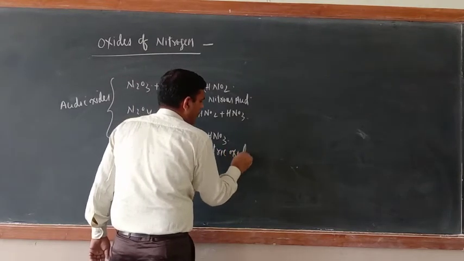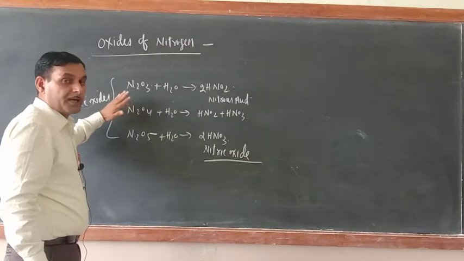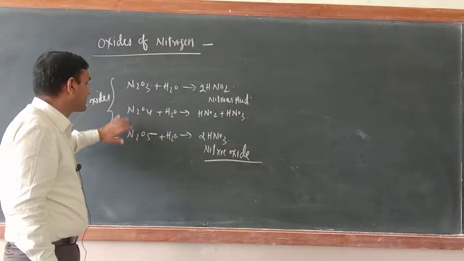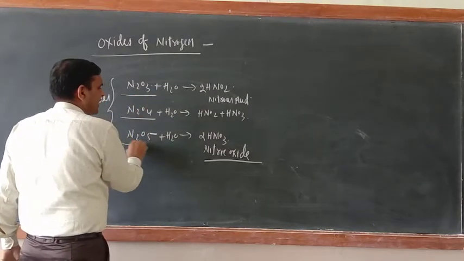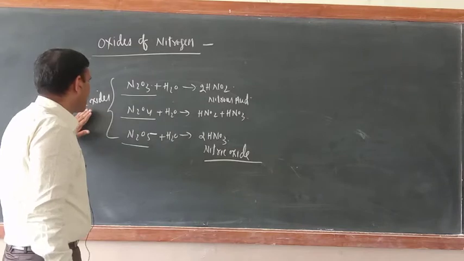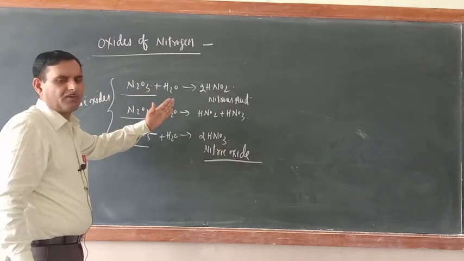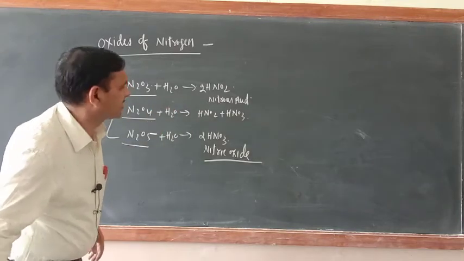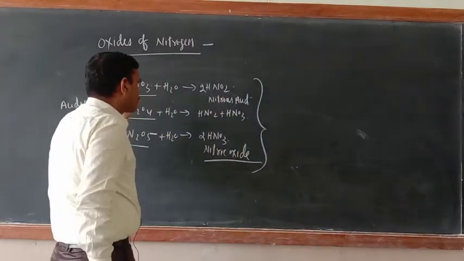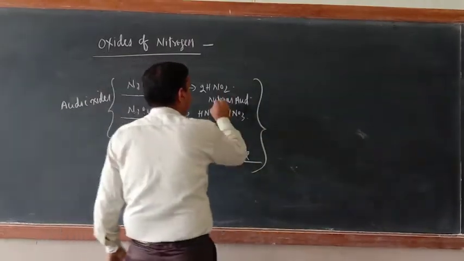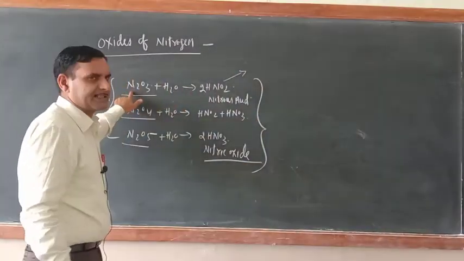There is one important piece of information related with these 3 oxides. That is nitrogen trioxide, nitrogen tetroxide, and nitrogen pentaoxide. So why are they known as acidic? Very clearly mentioned here, because they react with the water and form acids. Okay. And now try to understand. I am going to write one important thing. Nitrous acid. What is the nitrous acid? On the basis of this reaction, what can you say?